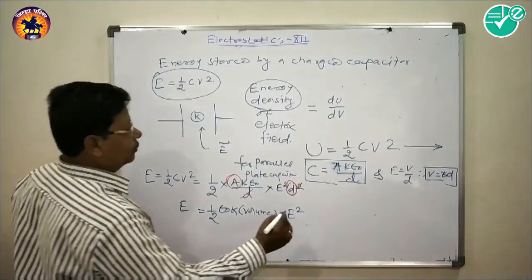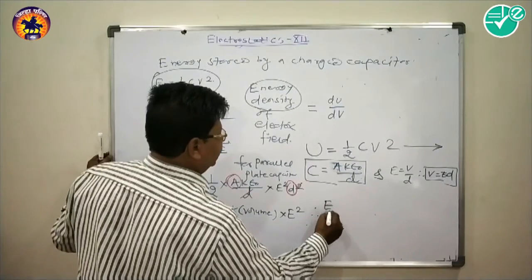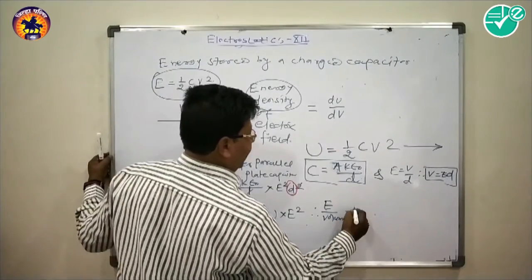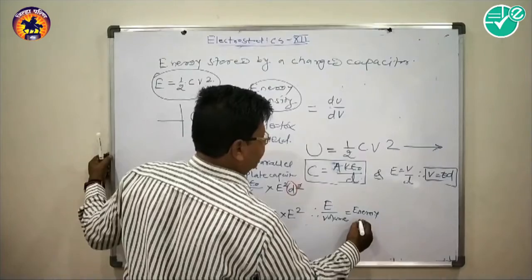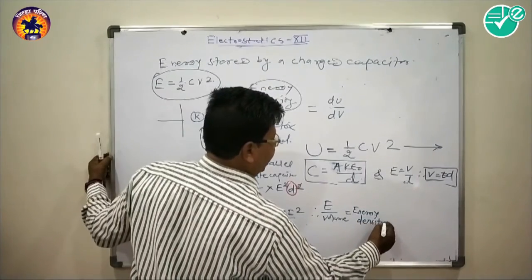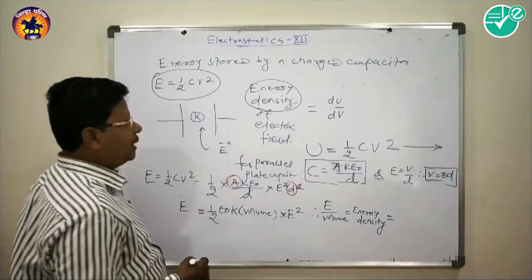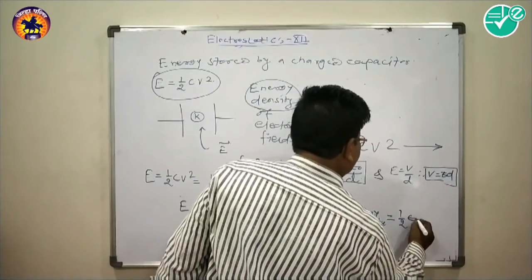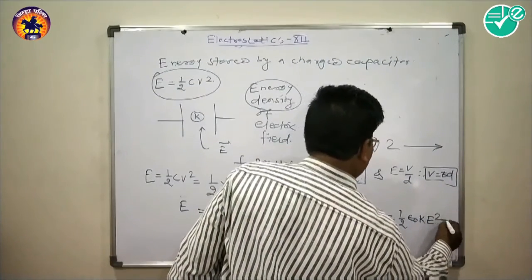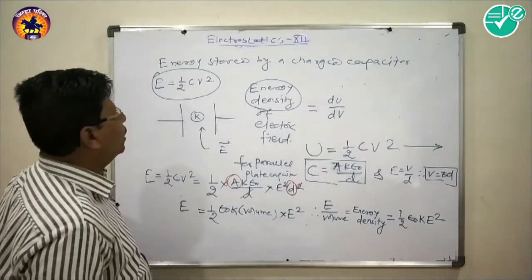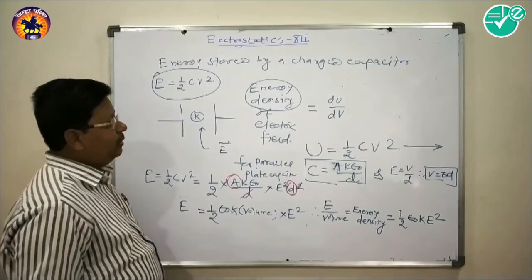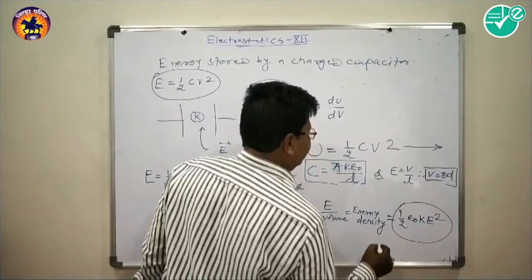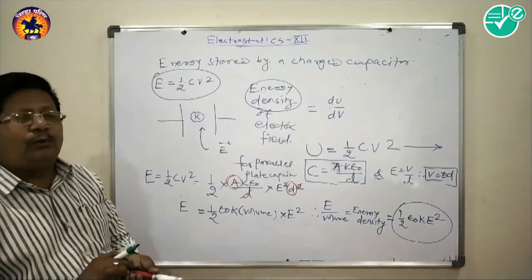And therefore we write energy per unit volume, which is also called the energy density of the electric field between the two plates of the capacitor, and it is equal to 1 by 2 epsilon 0 k E square. So this is the formula for energy density of electric field in the capacitor, which is 1 by 2 epsilon 0 k E square.